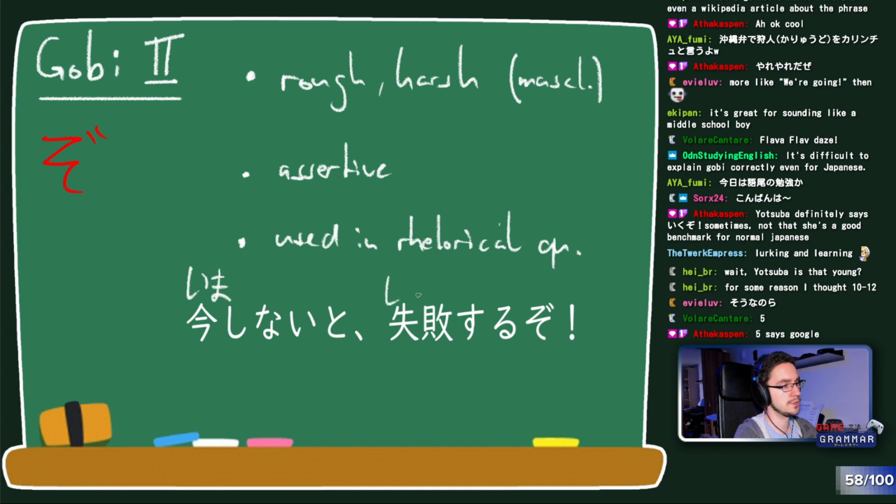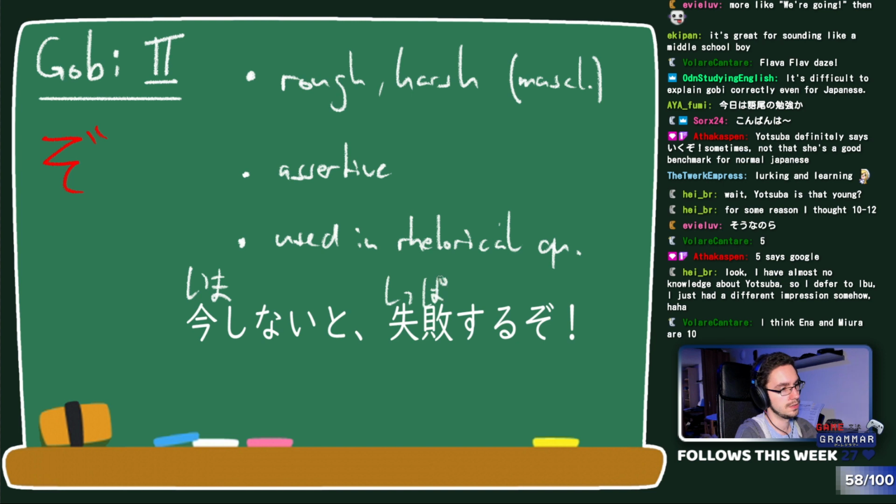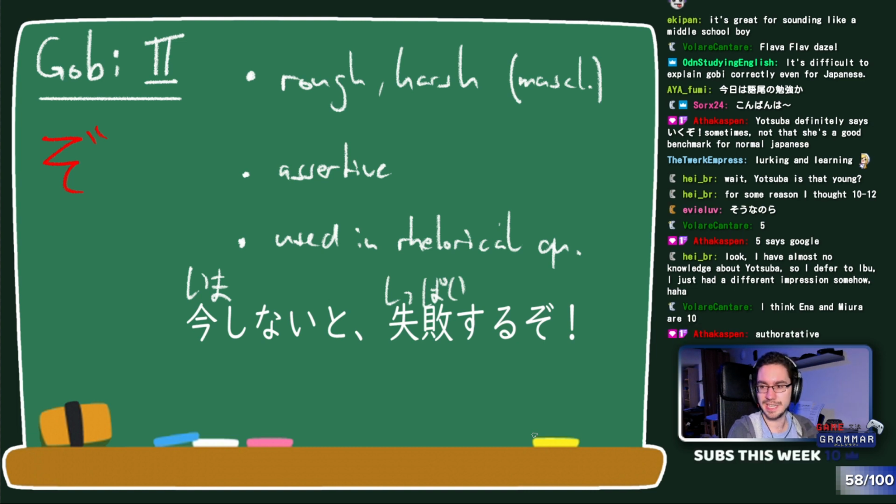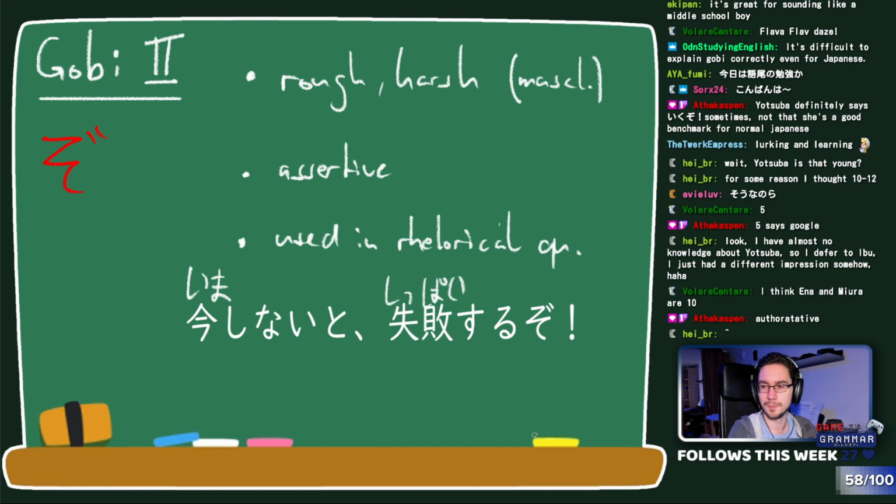今しないと失敗するぞ. If you don't do it now, you will fail. So this is sort of this assertive meaning, right? We're definitely asserting a certain truth. It also sounds very, I guess, I don't know if I should say authoritarian. That makes it sound so political. It's kind of speaking with a lot of authority, like you're very self-assured. It's assertive, it's self-assured. Yeah, authoritative is better. Authoritarian is more politically charged, I suppose. 今しないと失敗するぞ. If you don't do it now, you will fail.